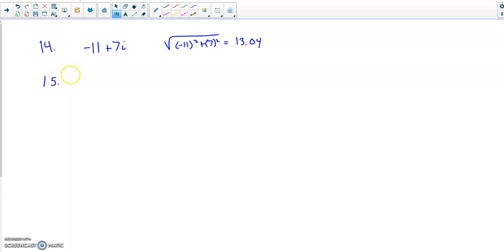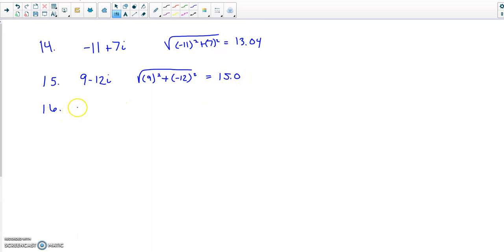15, 9 minus 12i. Again, the same thing. Just remember, please do not put that i in. And you've got to put parentheses around these negatives, because if you don't, especially in this particular problem, you're going to get an error. Okay, and I got like 15.0.